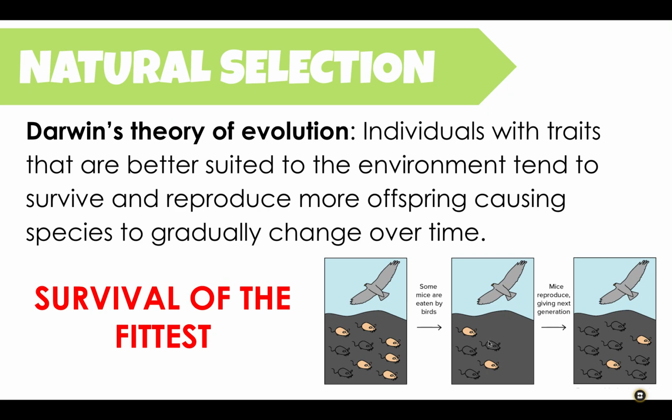So what's going to happen is the dark ones are going to have a better chance to survive. That means they're going to reproduce, and the offspring of the next generation are going to be more of the dark colored mice compared to the light colored mice. And so over time, we see the species gradually becoming darker and darker, and we see less and less of the light mice because the dark mice are more fit to survive, whereas the light mice are not.